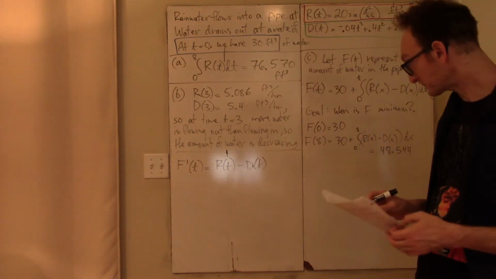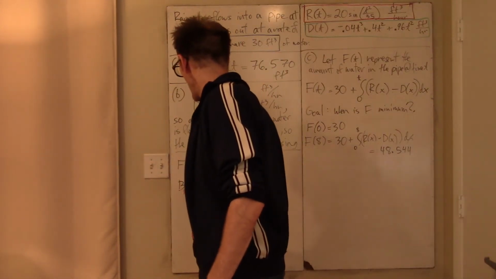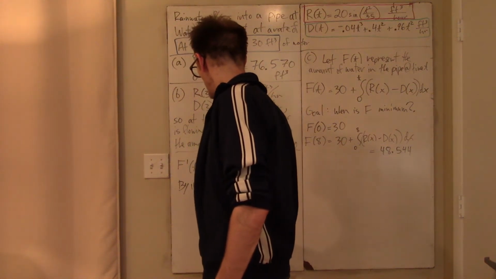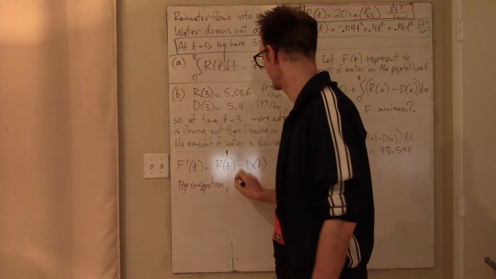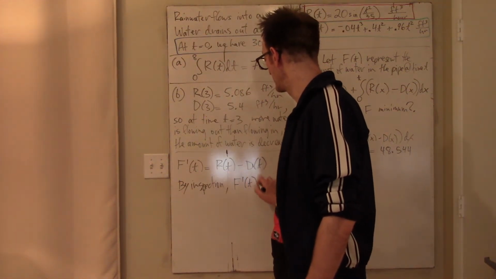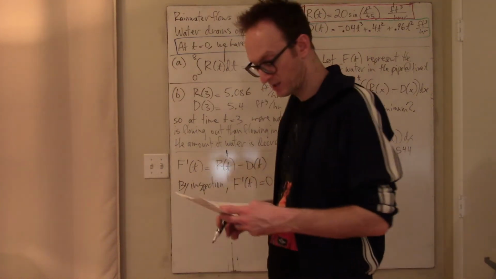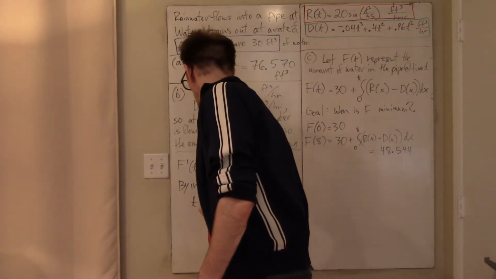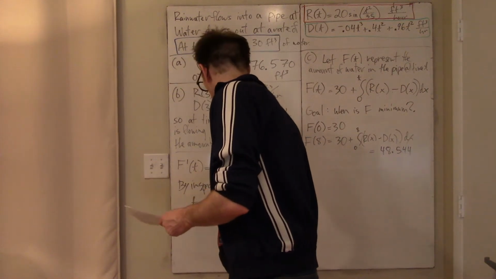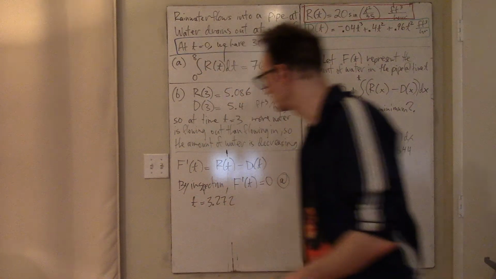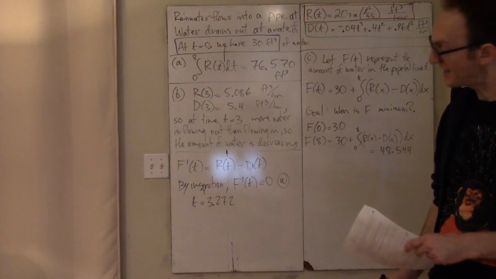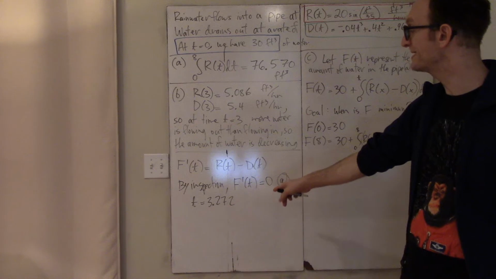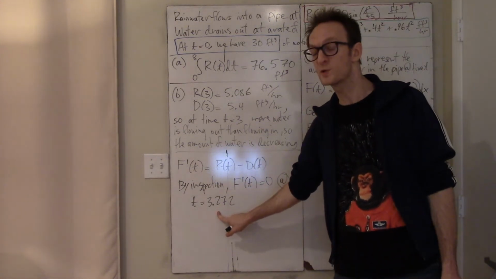One way is to just say, by inspection, which is another way of saying you just did it on your calculator, f prime of t equals 0 at t equals 3.272. That's my rounding to 3 decimal places, but you only round at the very end, not yet. So what calculus principle are you using here? You're basically saying that this is a critical point. It's a place where the derivative is 0.